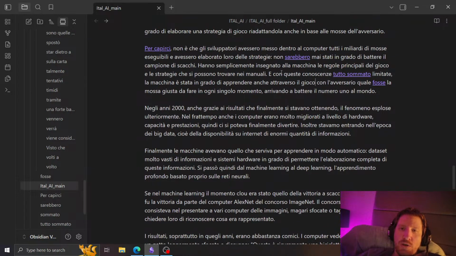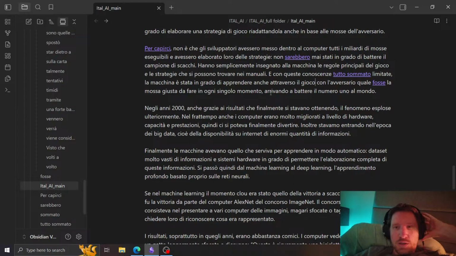Okay, so e con queste conoscenze limitate, you could just say, and with this limited knowledge, but this is like, and with this, albeit limited knowledge. Okay, I understand that.